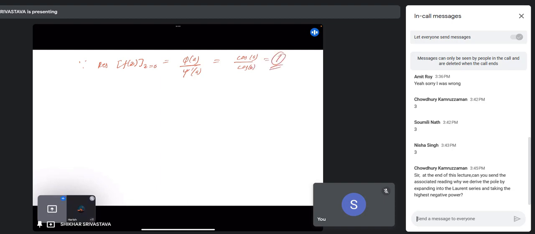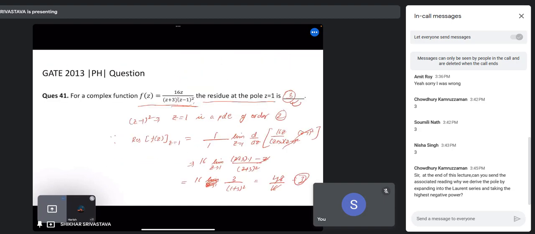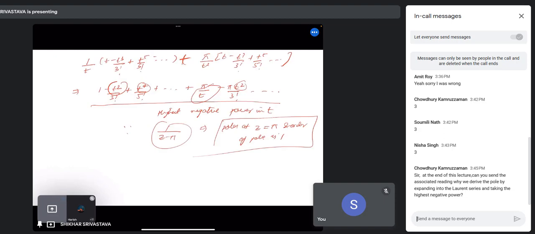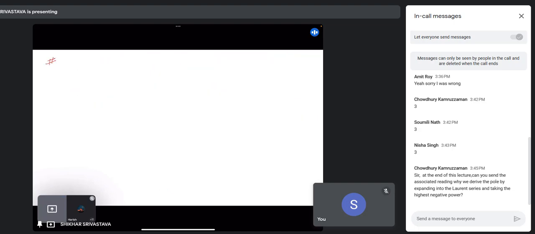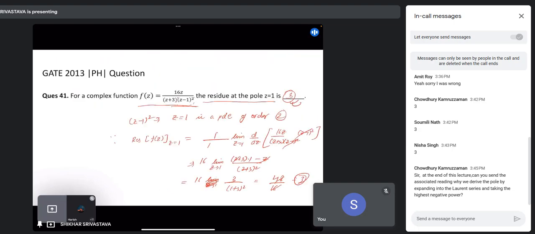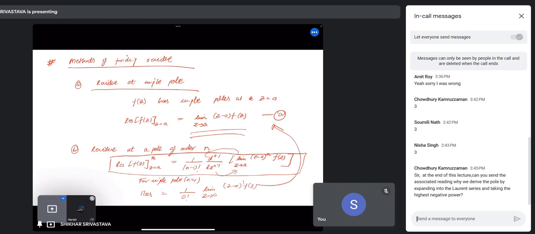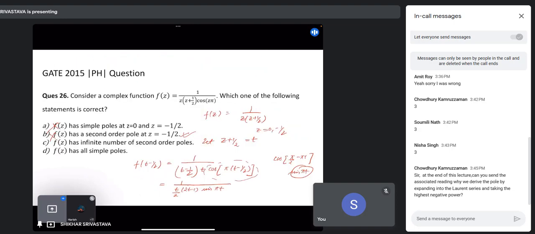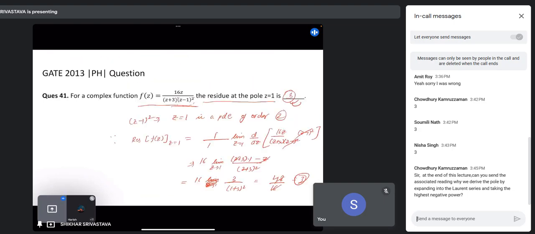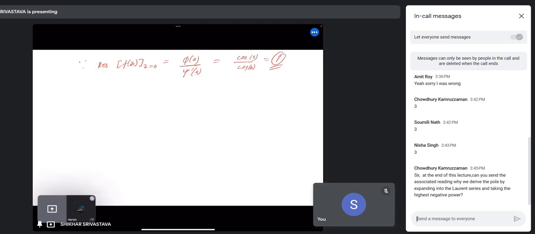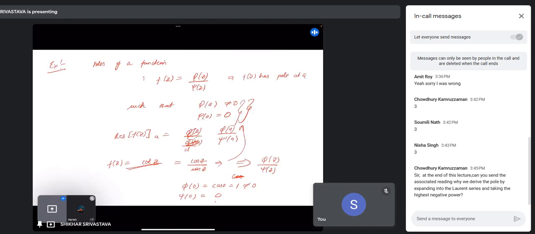These are different ways, but I would recommend you follow only these two ways to find residues: the Laurent series expansion, or these two formulas. I recommend you remember only these two things. This is important. And another thing is, when you get a trigonometric function, then you use this Laurent series. You can try this also with cot z, that is cos z by sin z, and you will get the same answer.